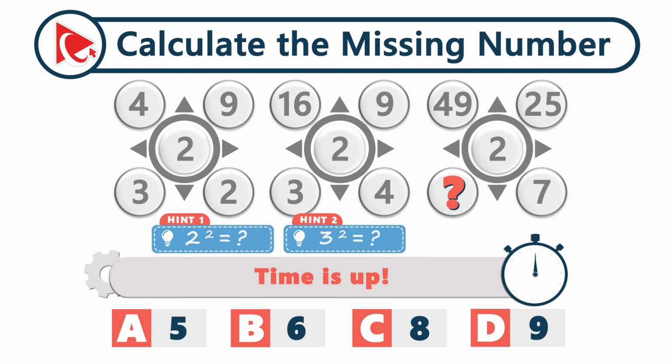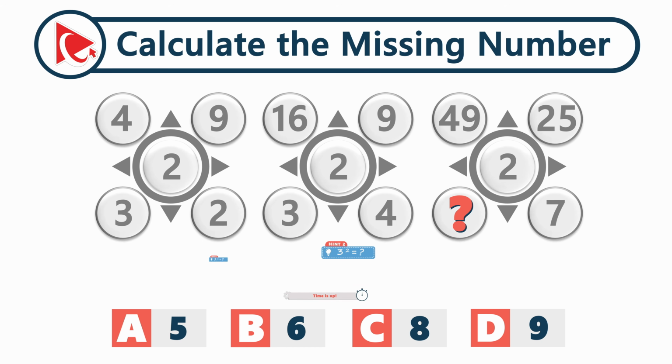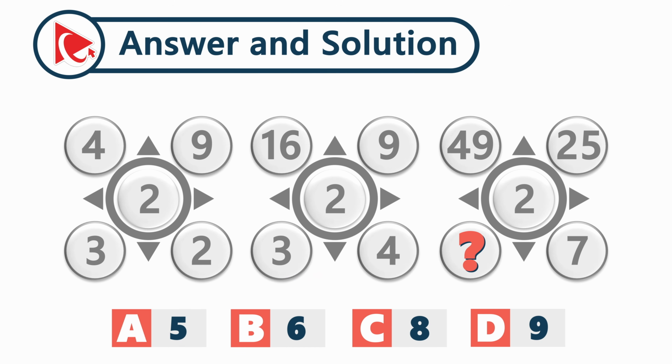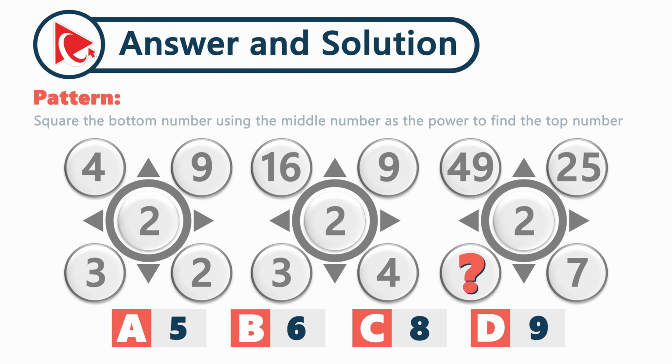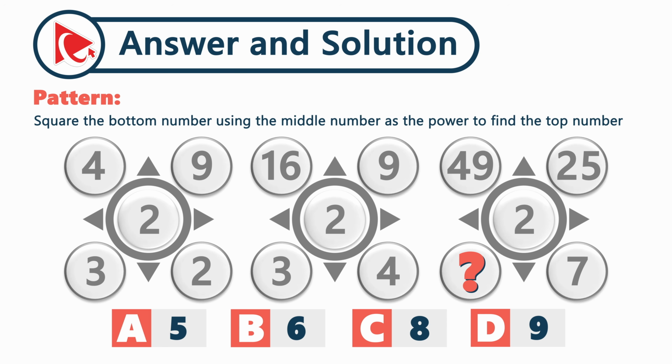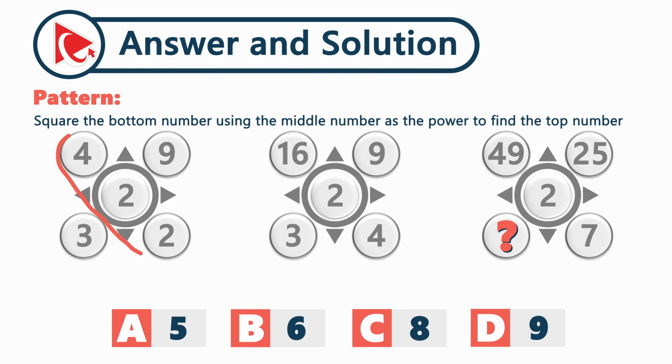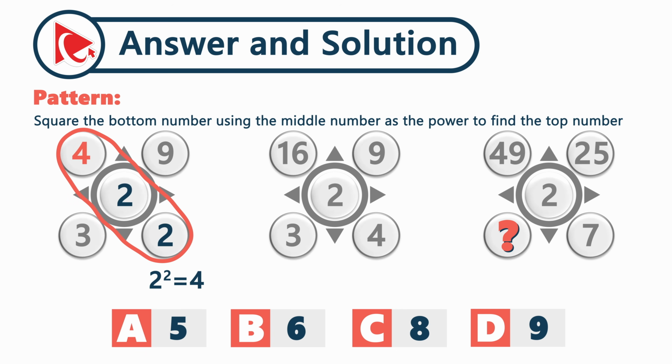Time's up. Do you have your answer ready? I hope so, because the pattern in this question couldn't be any simpler. All you need to do is to square the bottom number using the middle number as the power to find the top number. Let's look at the example. 2 in power of 2 equals 4, and 3 in power of 2 equals 9.